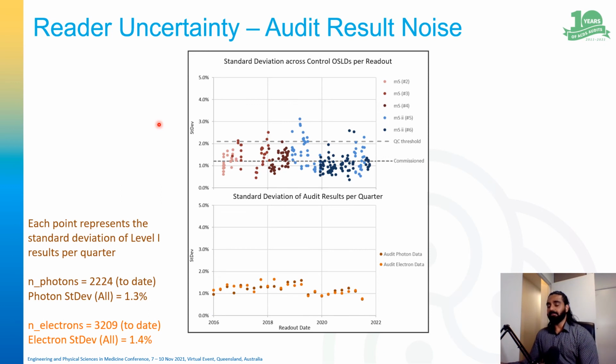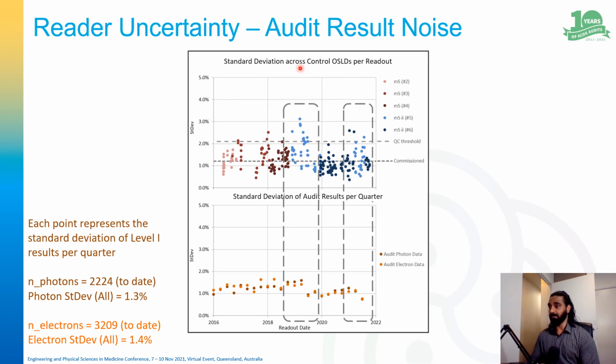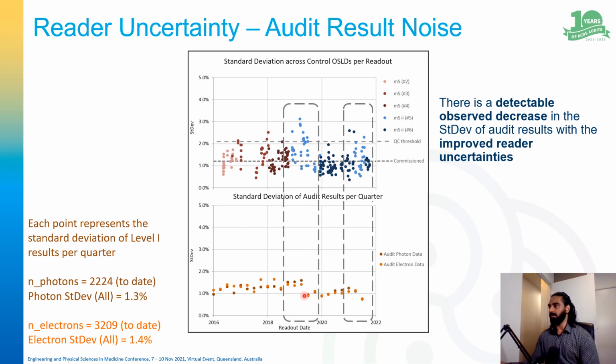And finally, of course, we want to know how the reader uncertainties correlate with the noise observed in the audit results. And unsurprisingly, when the noise of the reader drops, the noise in the standard deviations of the audit results also follows. So therefore, we conclude that there is an observed detectable decrease in the standard deviation of audit results with the improvement of reader uncertainties.